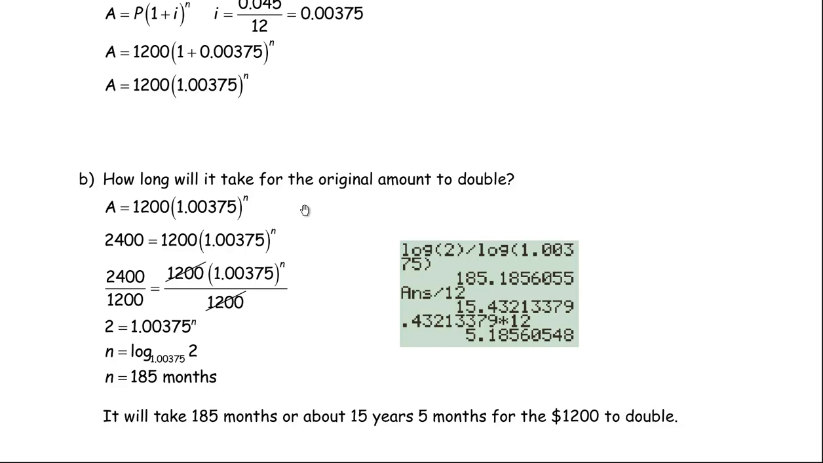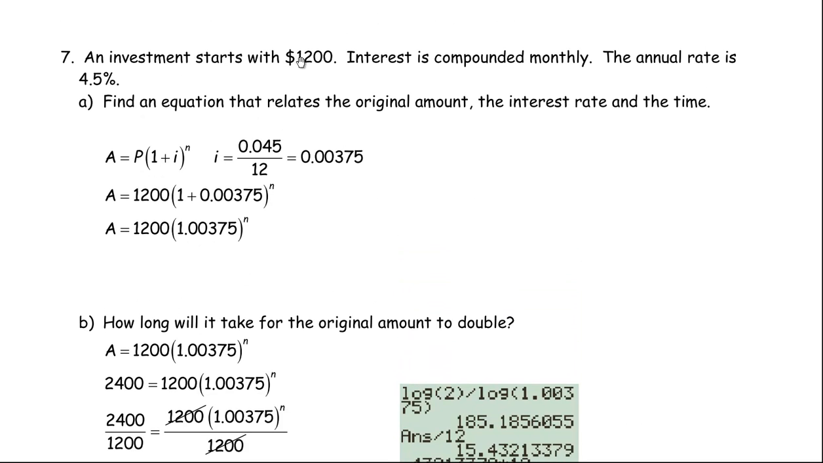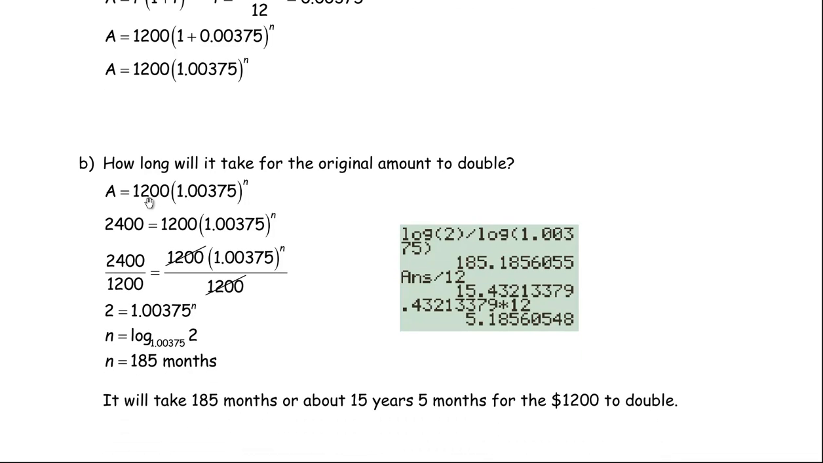But question B asks, how long will it take for the original amount to double? Now, in the question it says we started with $1,200, so that's the original amount there. So $1,200 doubled would be $2,400, so we put $2,400 in place of A and solve for n. So I want to get the power with n in it alone, so I want to get rid of this $1,200. So the first thing after subbing $2,400 in place of A, I divide both sides by $1,200. $2,400 divided by $1,200 is 2. And so it equals 1.00375 to the power of n.